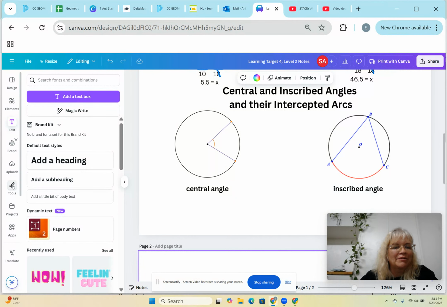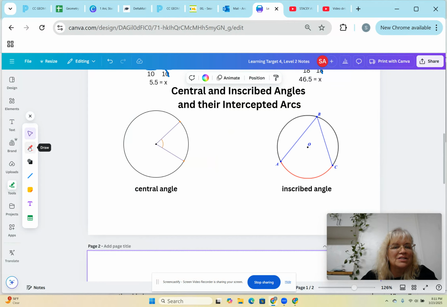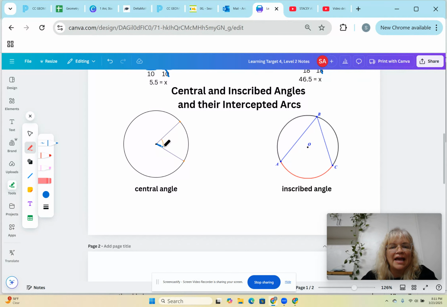And if you remember from class, we talked about intercepted arcs when we did a little activity where we colored in the angle like this. Hopefully you remember. And then we identified the arc that it was intercepting by coloring it the same color. So we know that that angle right there, the blue one, is creating this arc.